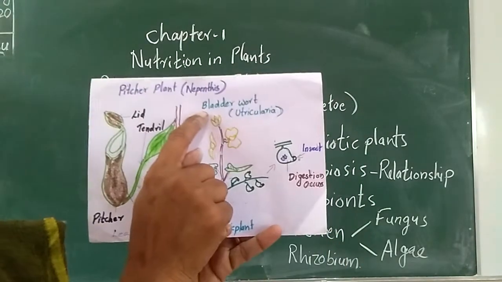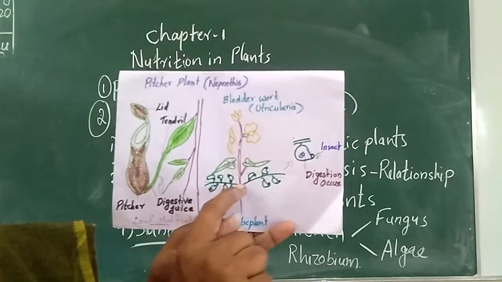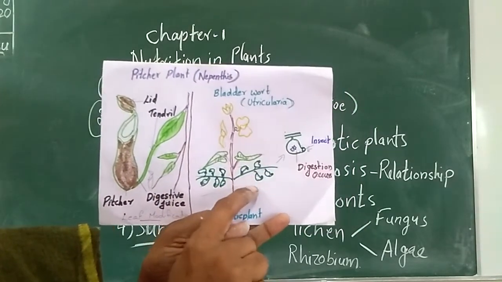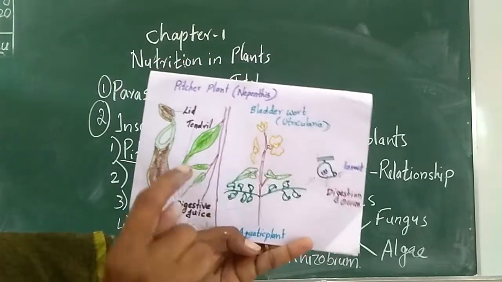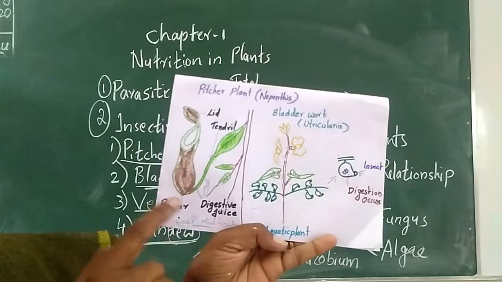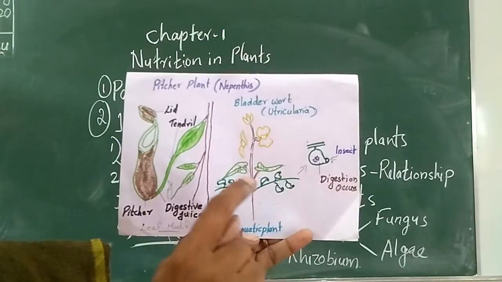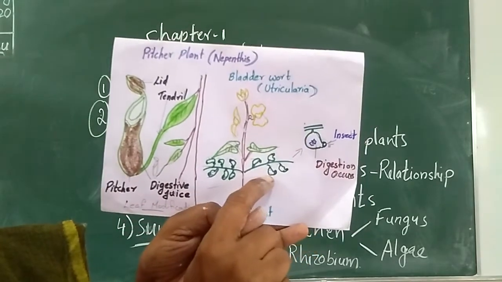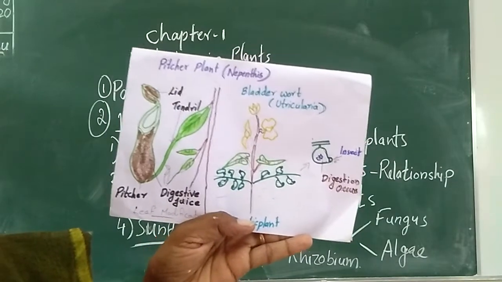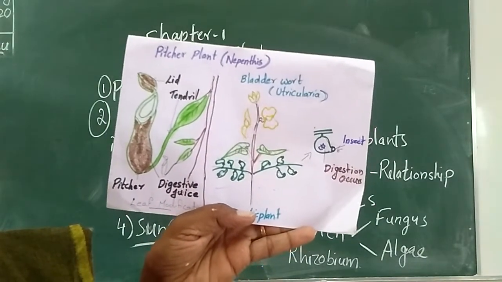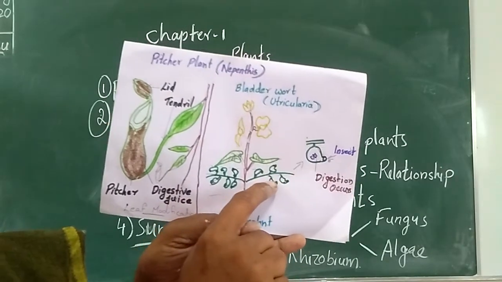And next one is bladderwort. See, this is the flower and leaves, and some leaves are changed into bladders. So many bladders are there, and they are very small, and it is an aquatic plant. It can be on land, but it is in water. Through this bladder, with the water current, meaning the water flowing, the water enters into this bladder.